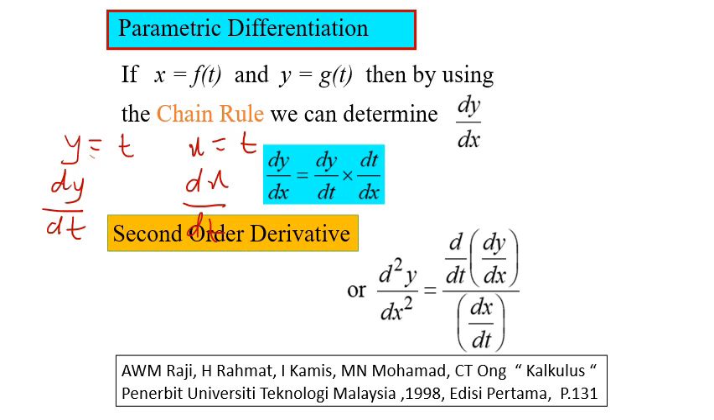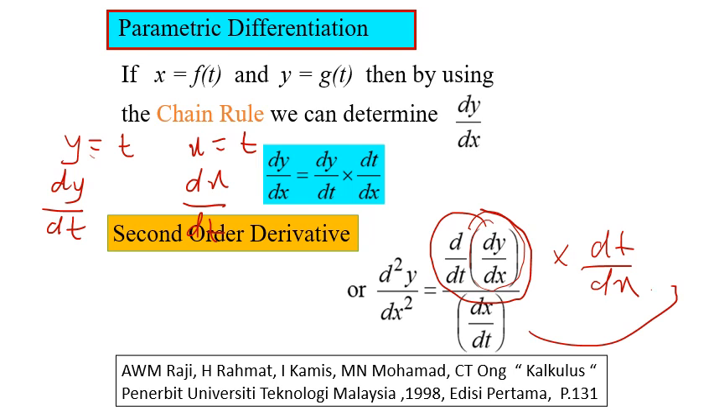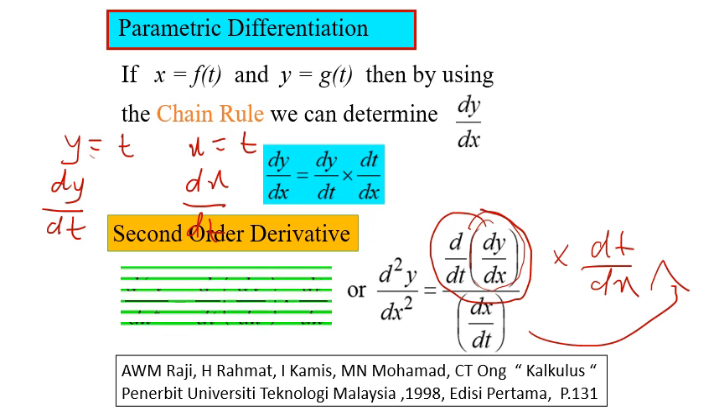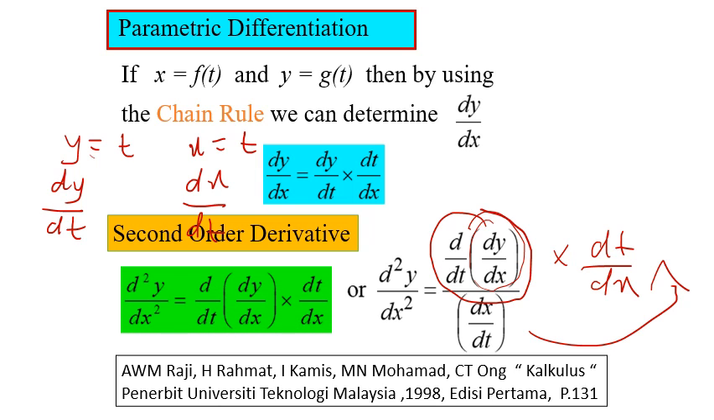Or in other words, we divide. And then to find the second derivative, that is the second order derivative, we differentiate the first derivative with respect to t, and then we need to divide by dx/dt. So in other words, we multiply again with dt/dx.